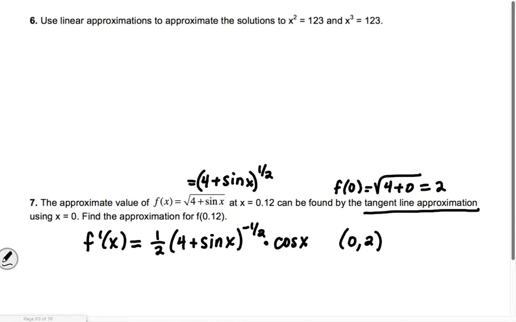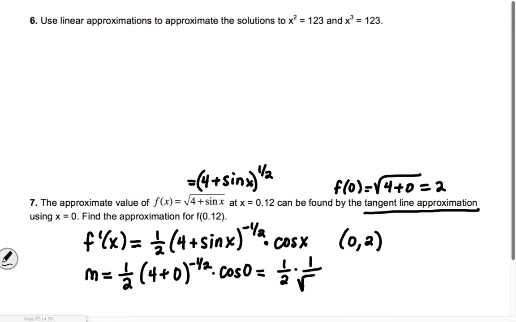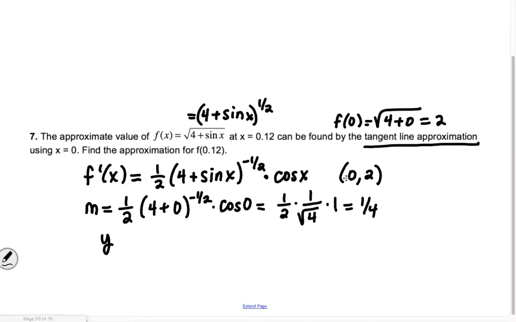So then I would find the slope at x equals 0. So I have 1/2, 4 plus sine of 0 is 0 to the negative 1/2 times cosine of 0. What's cosine of 0? 1. So I have 1/2 times 1 over 4 under a square root times 1. What's my slope? 1/4. So then I have y. It's nice because I have the point 0, 2. Do you guys remember what I told you about 0, 2? That's the y-intercept. So y equals 1/4 x plus 2 is my linear approximation. So that's my L of x equation, right?